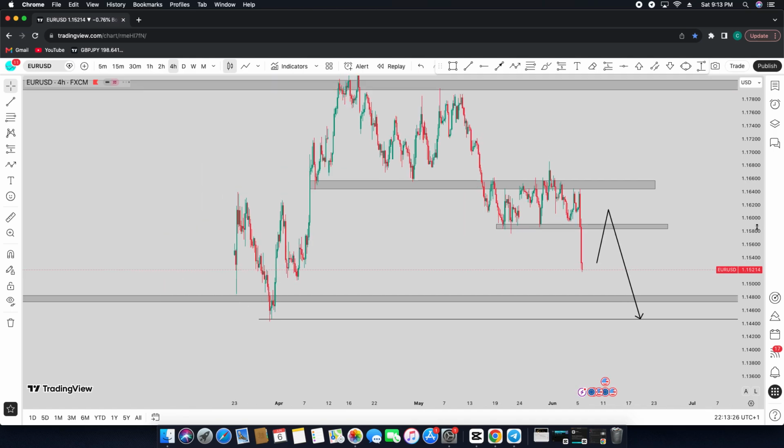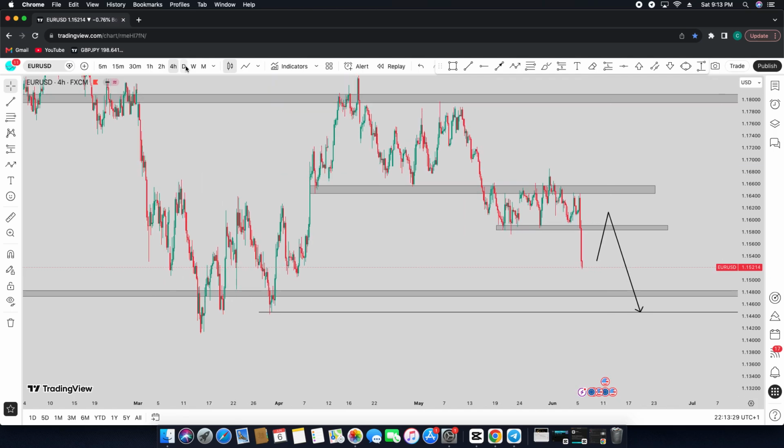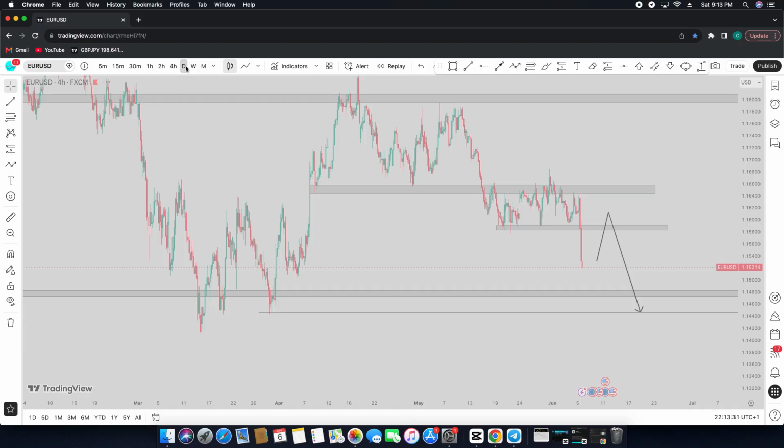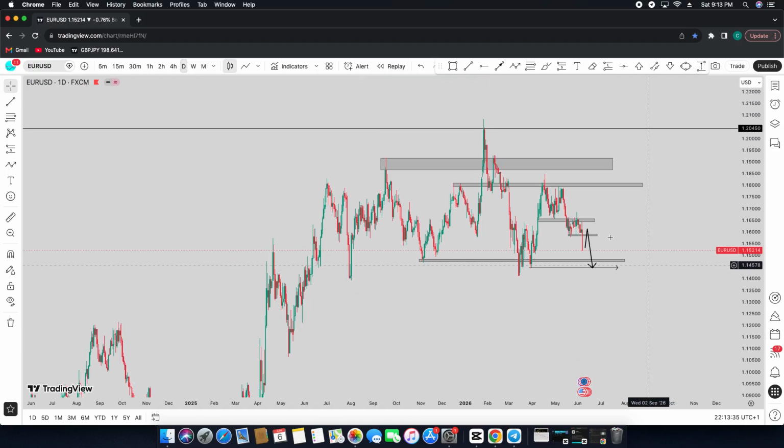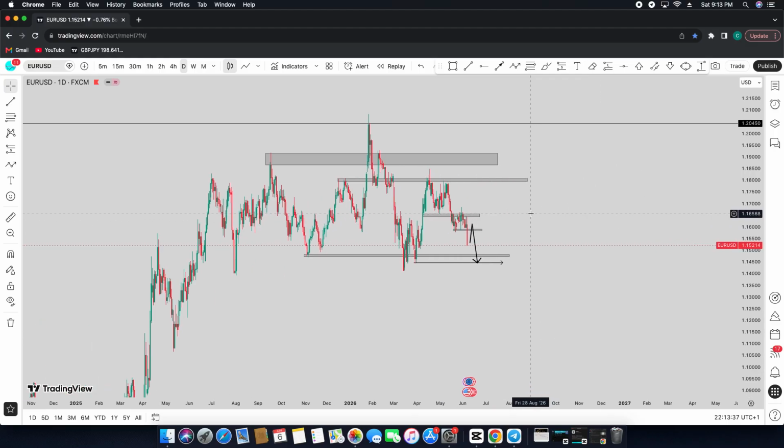So basically I'm not interested in this pair for now. If I see how the week unfolds, I might be taking these 4 hour sales around here. But if not, then I'll just be sitting on my hands watching and seeing how the week plays out. But overall, I am bearish. I only want to be selling this market. I don't want to be buying this pair.